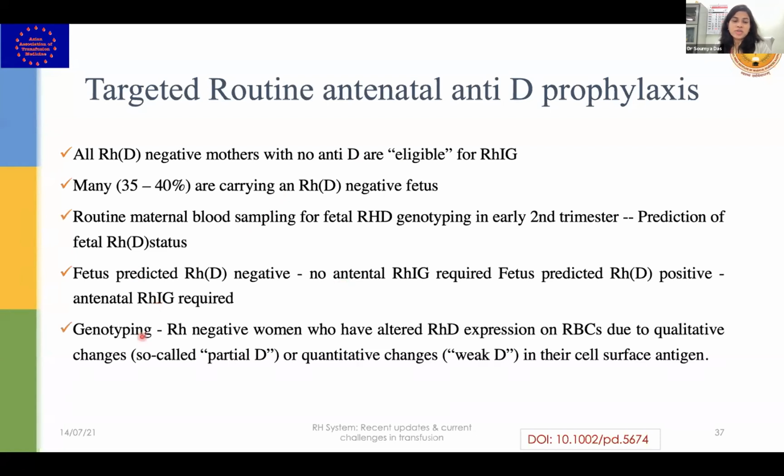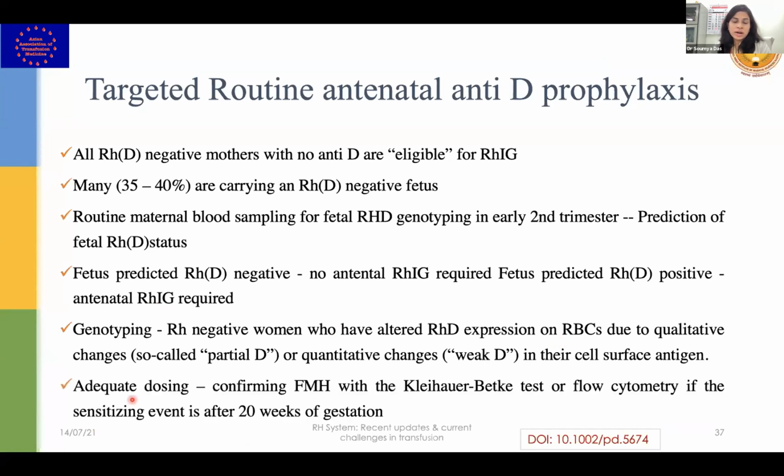The genotyping has also been implemented in Rh negative women with altered RhD expression, those with D variants, and that will determine whether we have to give the RhIg or not. For adequate dosing, it is ideal to use the Kleihauer-Betke test and/or the flow cytometry test if there is a sensitizing event of FMH after 20 weeks of gestation.